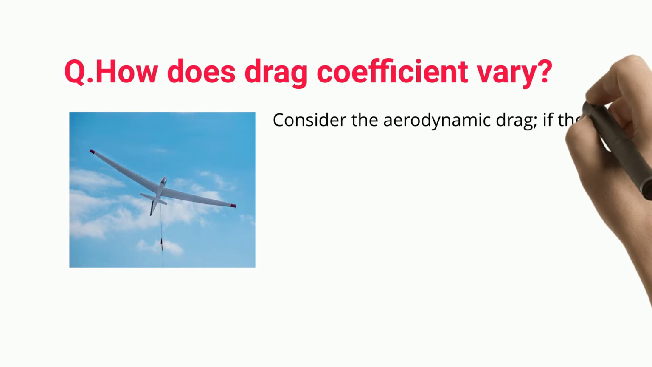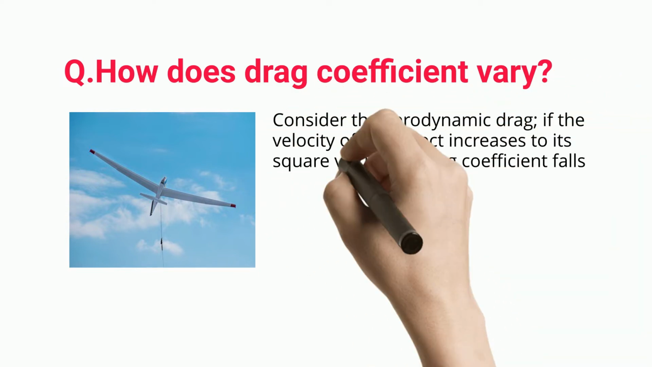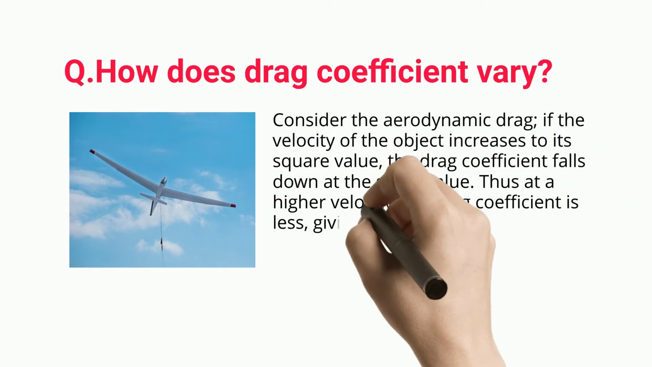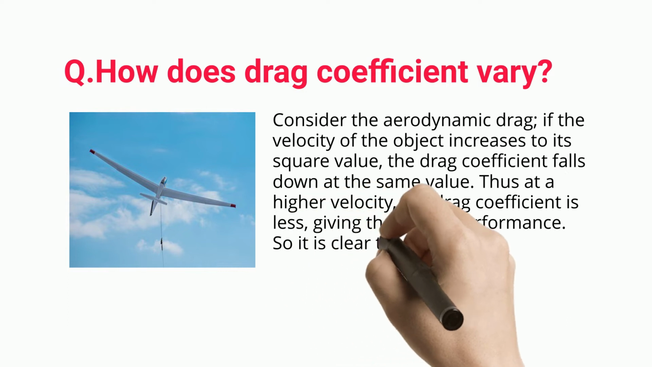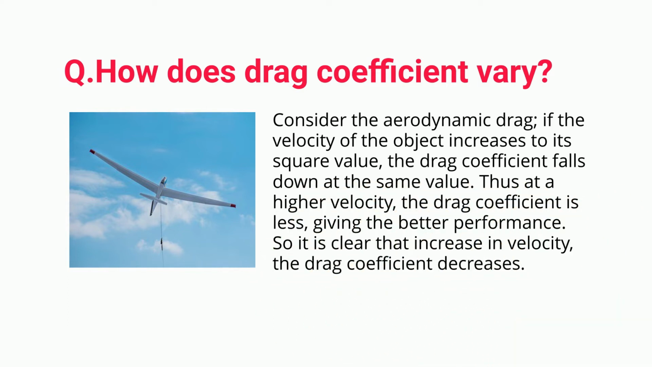Consider the aerodynamic drag. If the velocity of the object increases to its square value, the drag coefficient falls down at the same value. Thus, at a higher velocity, the drag coefficient is less, giving better performance. So it is clear that with an increase in velocity, the drag coefficient decreases.